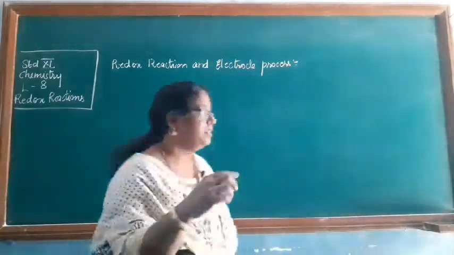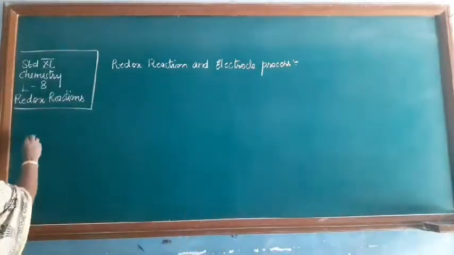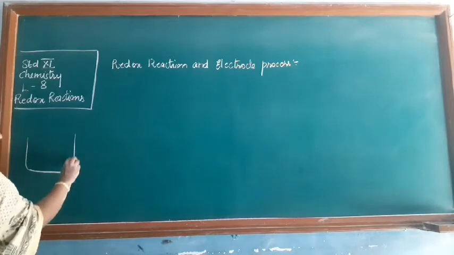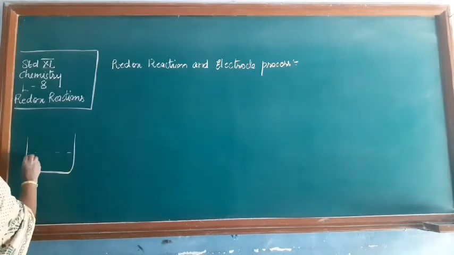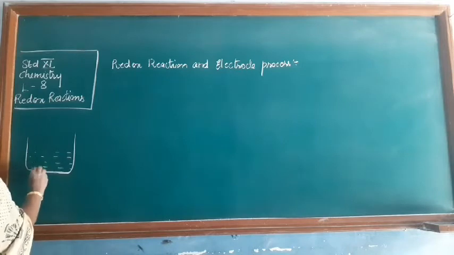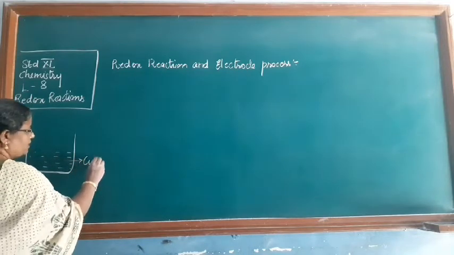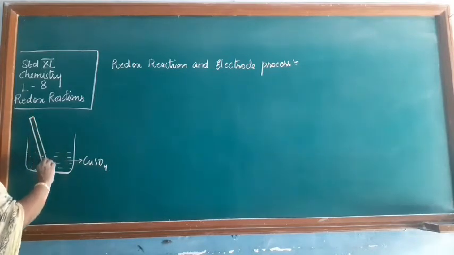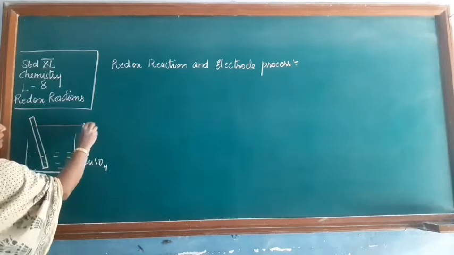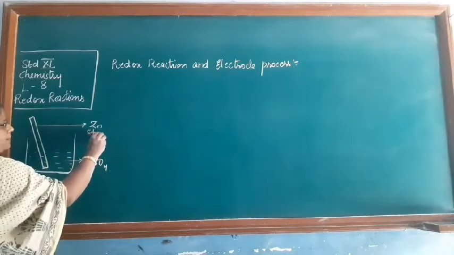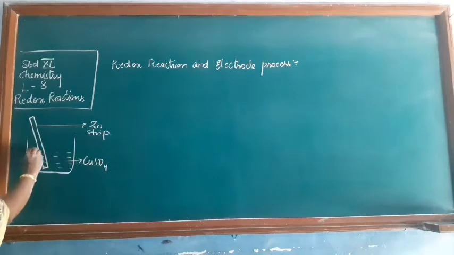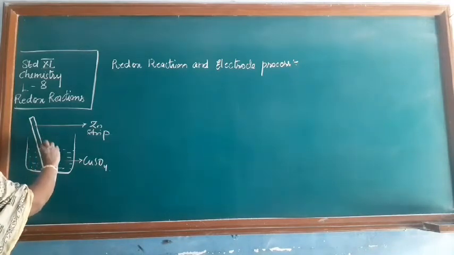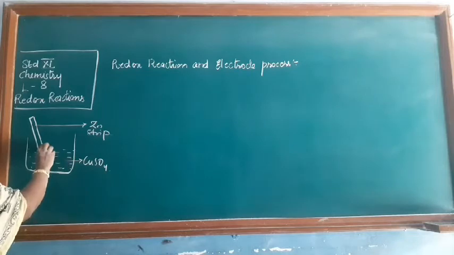You all must have learnt about this redox reaction occurring in a vessel where you are taking CuSO4, copper sulphate, and to this copper sulphate solution you are placing a zinc strip. Okay, a zinc strip is placed here. So what do you observe? In the beginning you won't find any change, but after a period of time you will find that there is a layer of golden substance.